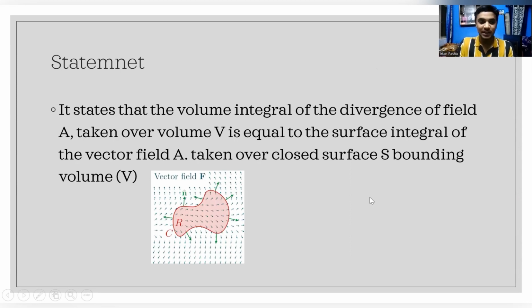Next slide, the statement states that the volume integral of the divergence of field A, that means there exists a field A where the volume integral is taken over a volume V, is equal to the surface integral of the vector field A taken over the closed surface bounding volume V. That means it is all taken over a closed surface, which is also a Gaussian surface, and whose volume is V.